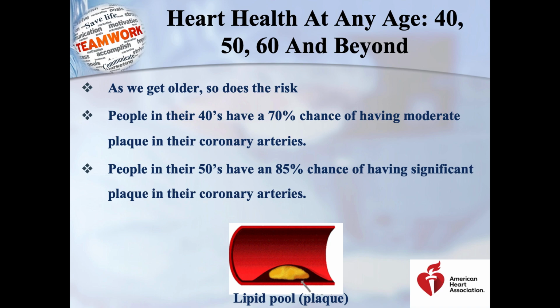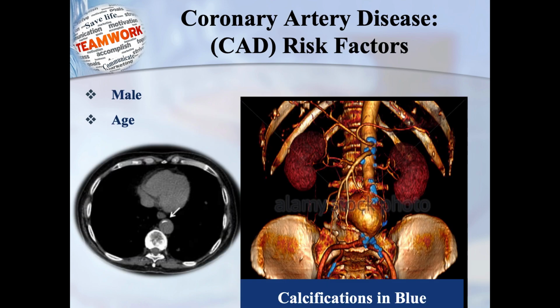So let's look at heart health at any age, 40s, 50s, and 60s and beyond, according to the American Heart Association. As we get older, so does the risk increase. Here are a few very interesting facts. People in their 40s have about a 70% chance of having a moderate amount of plaque in their coronary arteries. People in their 50s have about an 85% chance of having significant plaque in their coronary arteries. The risk, of course, is much higher in men.